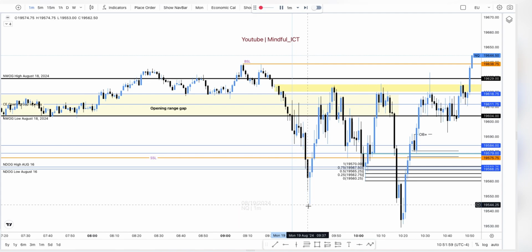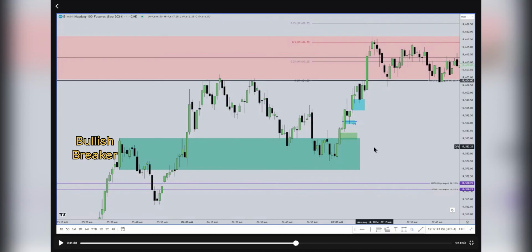ICT took one entry before the true open, explaining the logic behind it. There's a bullish breaker, and if targeting the upside, relative equal highs are nearby, with the new week opening gap above. The target is the low of the gap. While we are observing a 1-minute chart, ICT made this entry on a 15-second chart.